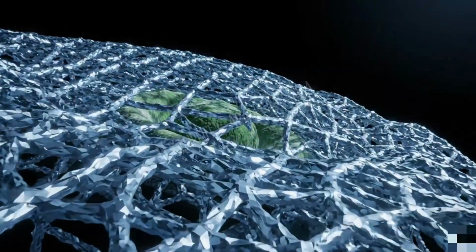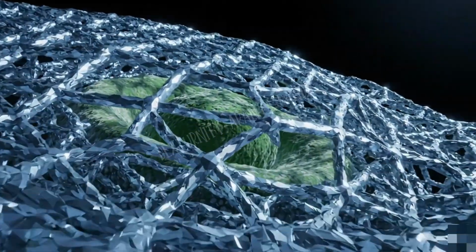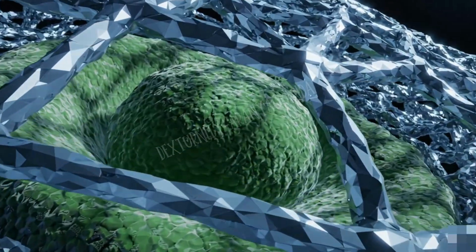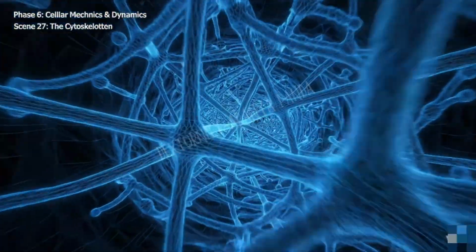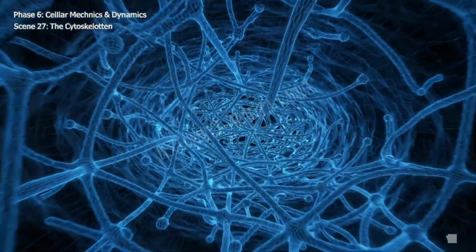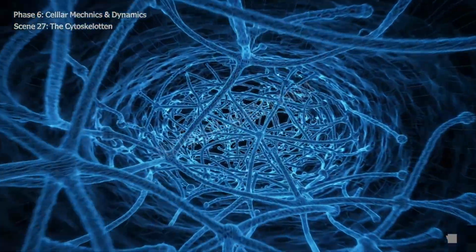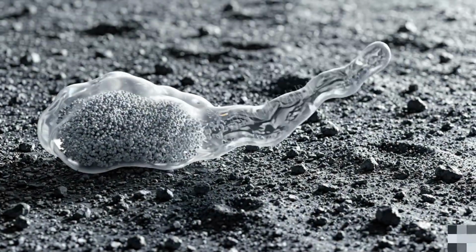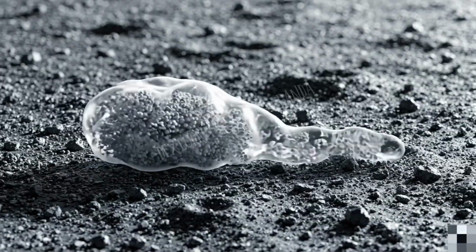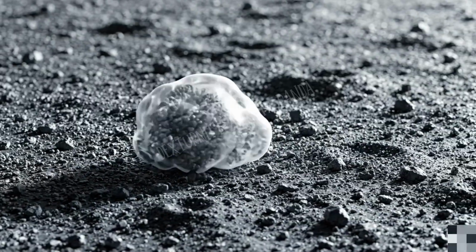Wrapping the plant cell is the cell wall, a rigid matrix of cellulose, providing unbreakable structural engineering. Back inside, the cell isn't just soup. The cytoskeleton is an intricate scaffolding of microtubules holding the shape. By shifting this scaffolding, cells can physically crawl across surfaces or swim using flagella.